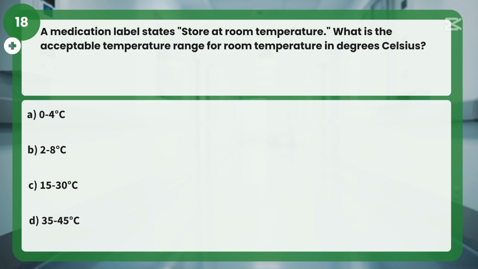Question 18. A medication label states store at room temperature. What is the acceptable temperature range for room temperature in degrees Celsius? A. 0 to 4 degrees Celsius. B. 2 to 8 degrees Celsius. C. 15 to 30 degrees Celsius. D. 35 to 45 degrees Celsius.